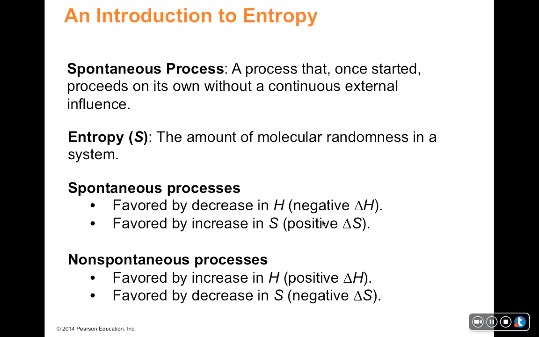Entropy is defined as the amount of randomness in a system, and I'll show you how we apply that to reactions. Spontaneous processes in general are favored by a negative delta H and a positive delta S value. I don't know if you've heard that term, that we're always wanting to go to a state of more disorder. That's that positive delta S. Non-spontaneous processes are favored by a positive delta H and a negative delta S.